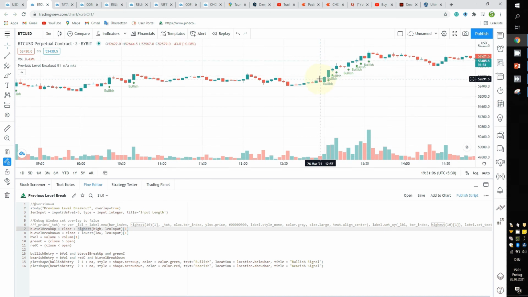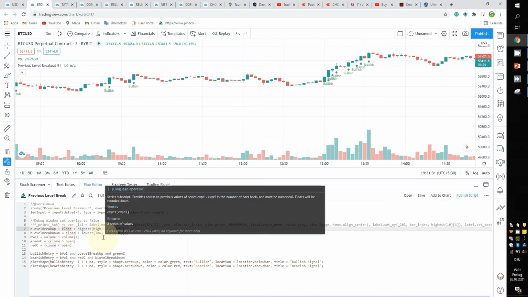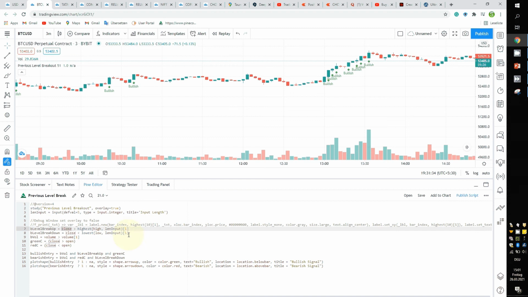So this satisfies the condition that we have written. If the closing price is greater than the closing price of the past 5 or 6 candles, then it's a breakout. So the condition was, if the closing price of the current candle, the candle which is currently running, is greater than the highest of high for the past length input of 5, then it would be a breakup entry. And similarly, if the closing price is less than the lowest of low of length input, then it would be a bearish signal or a sell signal.